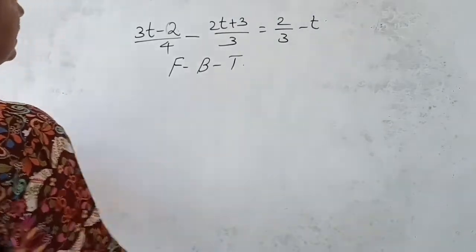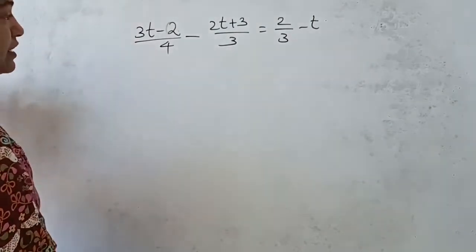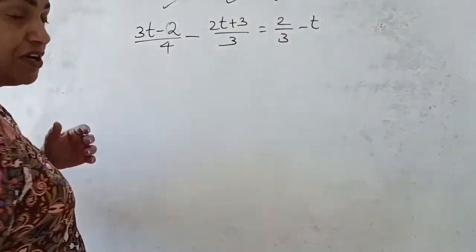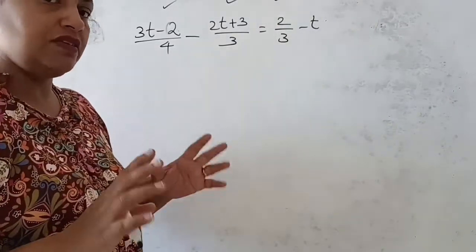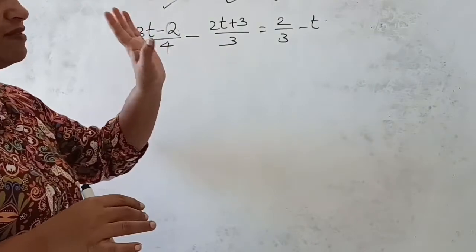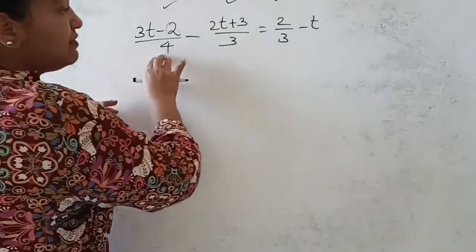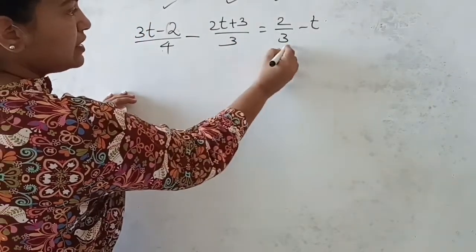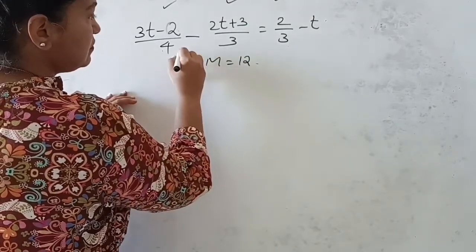First step. Check for fractions in the given linear equation. Are there fractional terms? Oh yes, I have got multiple fractional terms. Is there only one term in the LHS and one term on the RHS? No, I have got multiple terms on the LHS and multiple terms on the RHS. So what was my method? Take the LCM of all the denominators. So what is the LCM of 4, 3 and 3? My LCM of 4, 3 and 3 is 12.